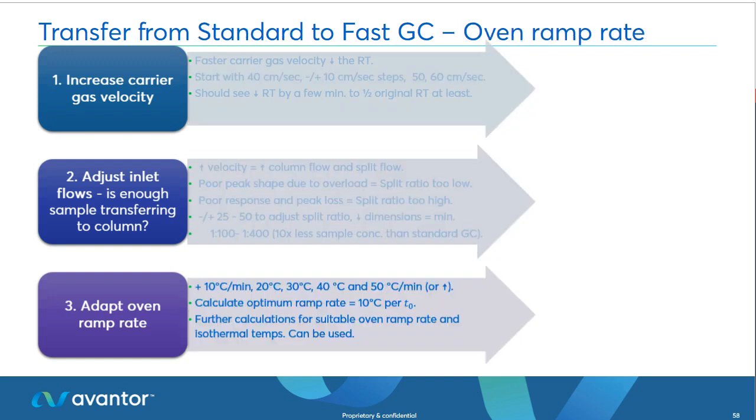And then you adapt the oven ramp rate. So you can plus the oven ramp rate by 10 degrees, 20, 30, 40, 50. You can even go higher if the GC is capable. And then you can see which of the oven ramp rates works the best and helps reduce that retention time even more, and then resolve the peaks as best as possible. You can calculate the optimum ramp rate by having a look at the T0 time, and then it's 10 degrees per the T0 time. There's further calculations that you can do for the oven ramp rate and isothermal temperatures.